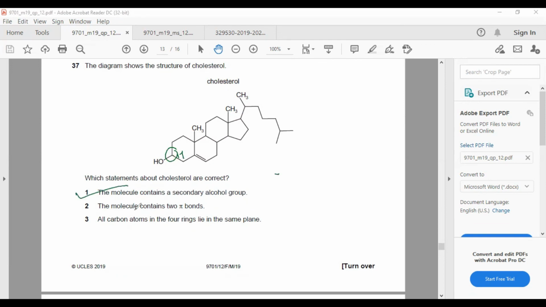Yes. The molecule contains 2 pi bonds. Wrong. 2 pi electrons are there, 1 pi bond is there. 2 is wrong, so 3 will be wrong. All the carbon atoms in the same plane? Not possible in the same plane. The double bond is okay, but all the others are single bonds, so not on the same plane. Not possible. So 37, D is the answer.